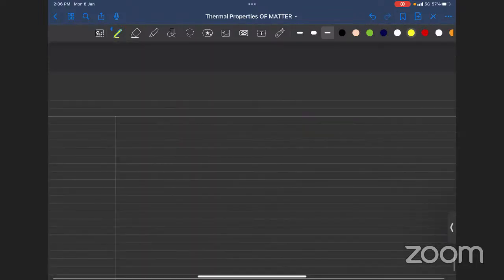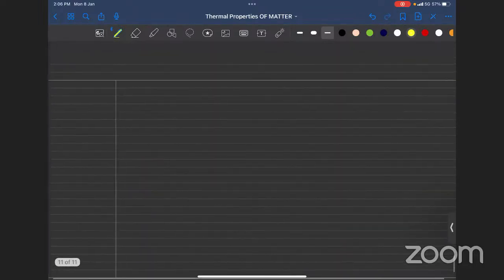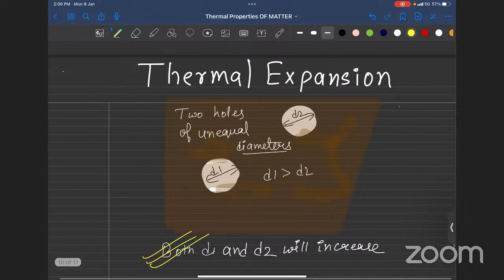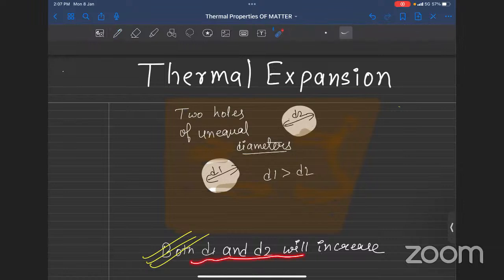Now let's move next. From this conclusion, we can say that for metallic structures, if heat is provided to them, there will be expansion in the material. If both the diameters are increasing, it gives us a hint: yes, there is a metal expansion. We'll understand this in the further sessions. It can be linear, it can be aerial, it can be volumetric expansion.